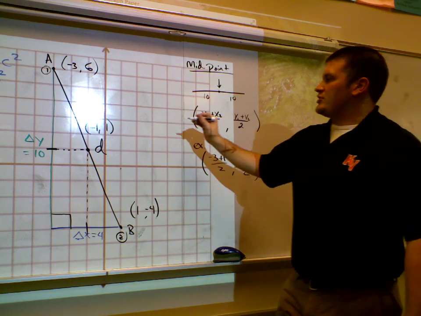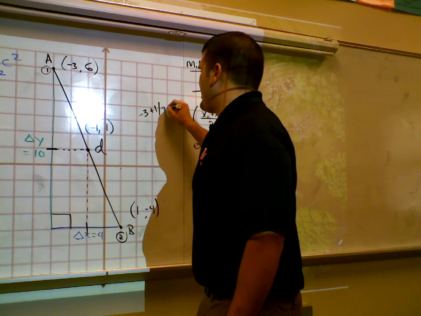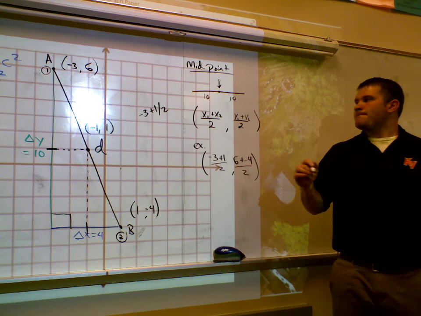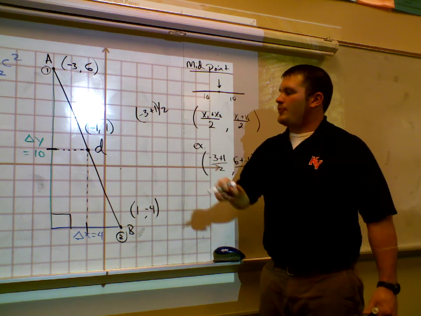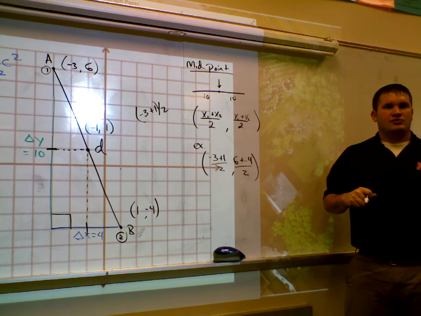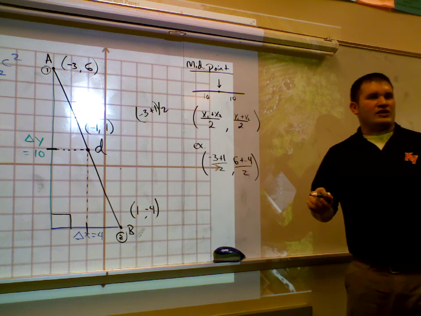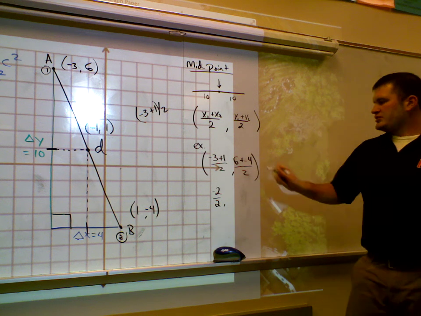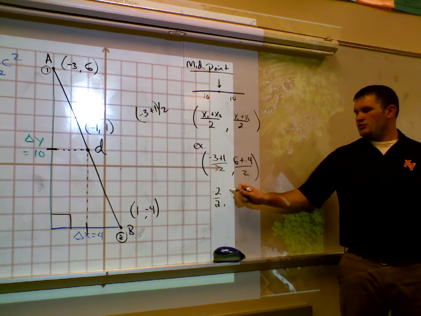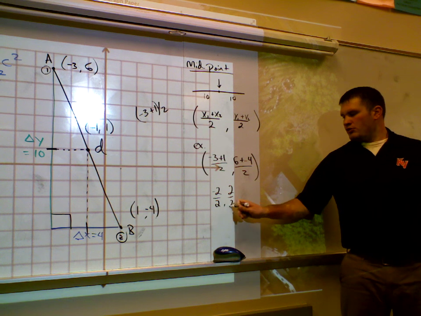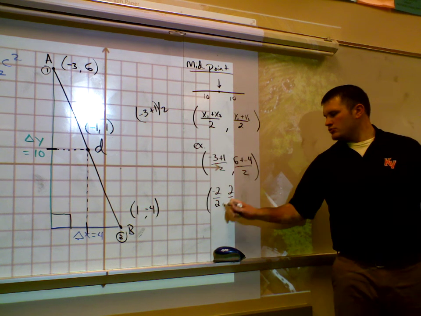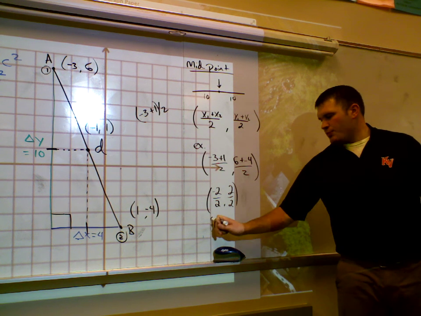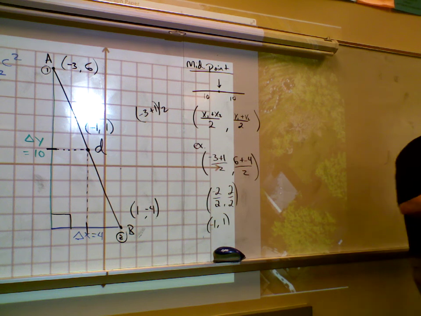Now I guarantee some of you are going to try this: -3 plus 1 divided by 2. And you're going to get -2.5. Is that right? No, sir. We need to add first, so you've got to put parentheses around the -3 plus 1. So, -3 plus 1, what is that? -2 over 2. 6 plus -4 is 2. What's -2 over 2? -1. What's 2 over 2? 1. So our approximation with our picture, was it correct? Yes, sir.